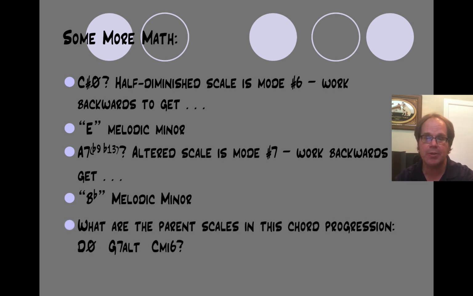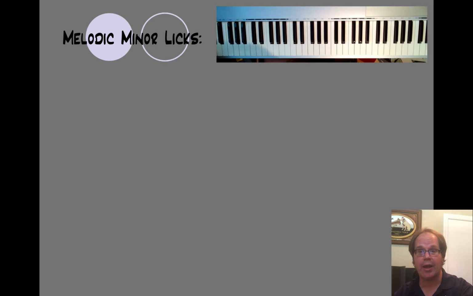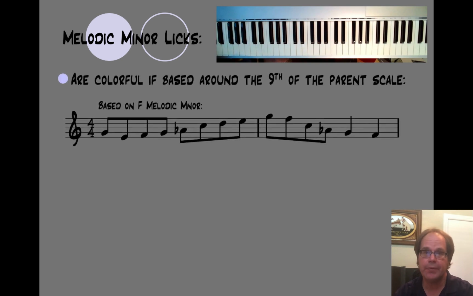So what are the parent scales in this particular chord progression here? D half diminished, G7 altered, and C minor 6. Think about that for a second. For D half diminished, go down a sixth or up a minor third, and you get F melodic minor. Go up a half step for the G7 altered, and you get A flat melodic minor. And for that one chord, we could just play C melodic minor. Look, the roots on those form an F minor triad. Very interesting. And actually, we're going to play that in the tune What Is This Thing Called Love? We have a whole bunch of minor 2-5s in there, so we're going to use our parent scales and work them around that tune.